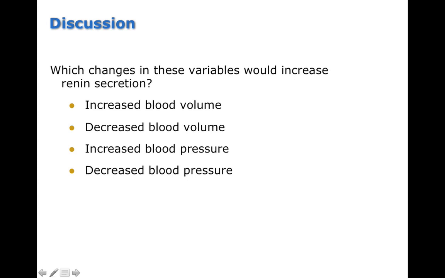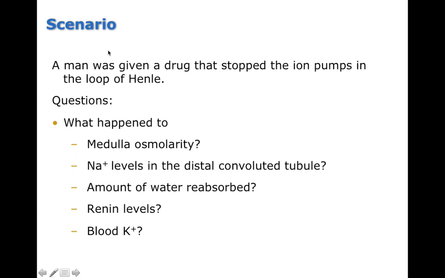Because remember, renin leads to the production of angiotensin II, and angiotensin II is both a vasoconstrictor, which would increase blood pressure, and it stimulates the release of hormones that ultimately cause you to have a higher blood pressure. So of these four, really what would cause renin secretion is either a decrease in blood volume or a decrease in blood pressure. Both of these would cause renin to be released by your kidneys. Now the scenario here says a man was given a drug that stopped the ion pumps in the loop of Henle. Remember, these ion pumps are what allow you to reabsorb sodium and potassium and chloride. So the question here says, what happened to this individual's medullary osmolarity?